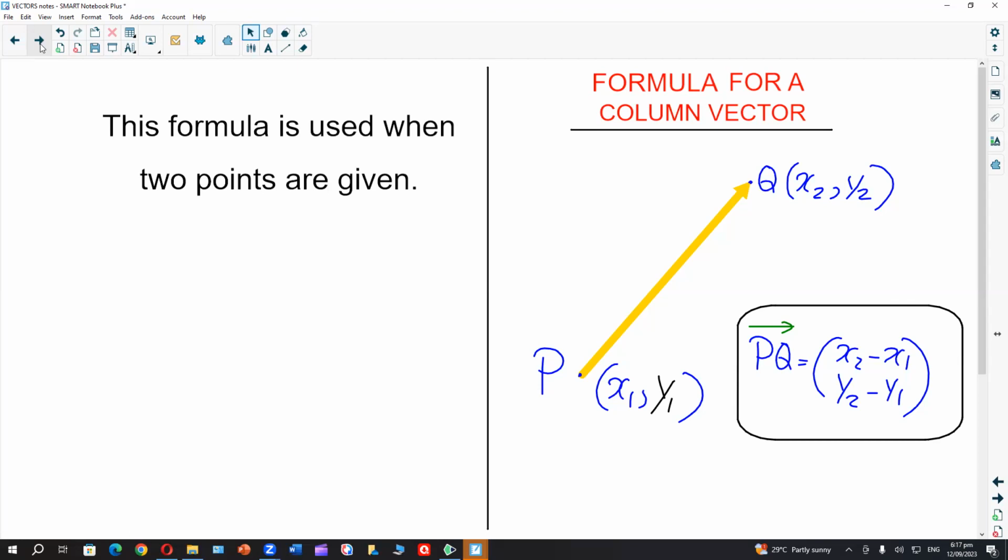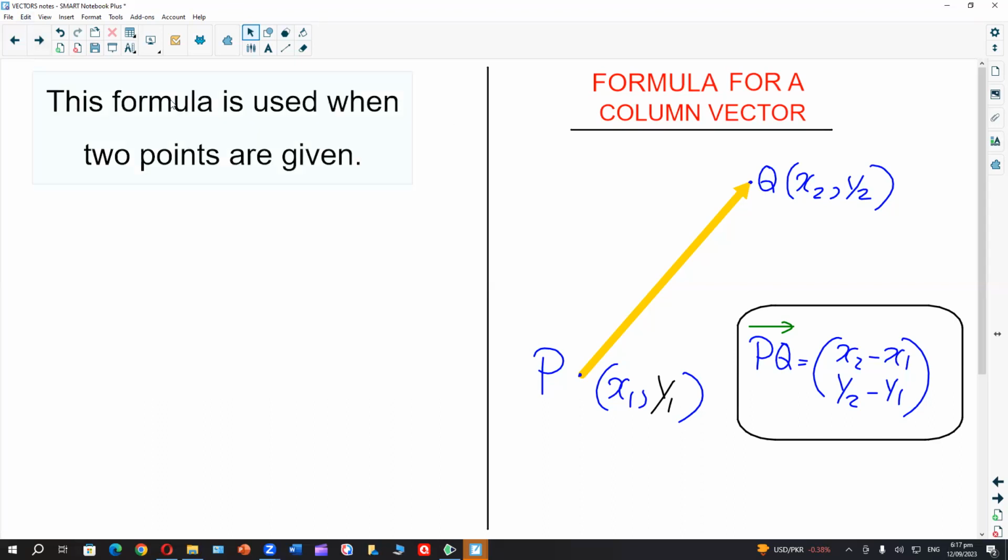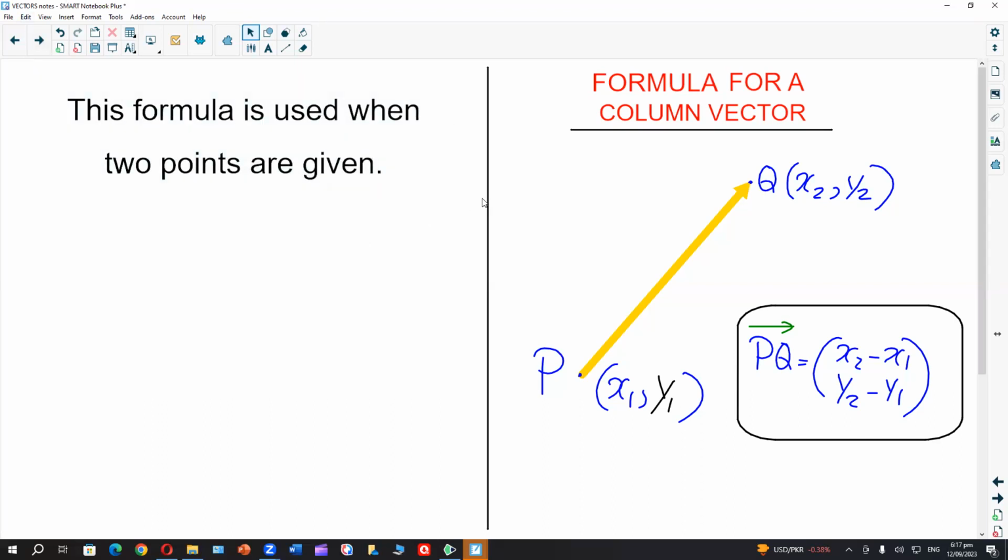Now give the heading, formula for a column vector. This is the formula. When 2 points are given, you can use this formula to find the column vector.